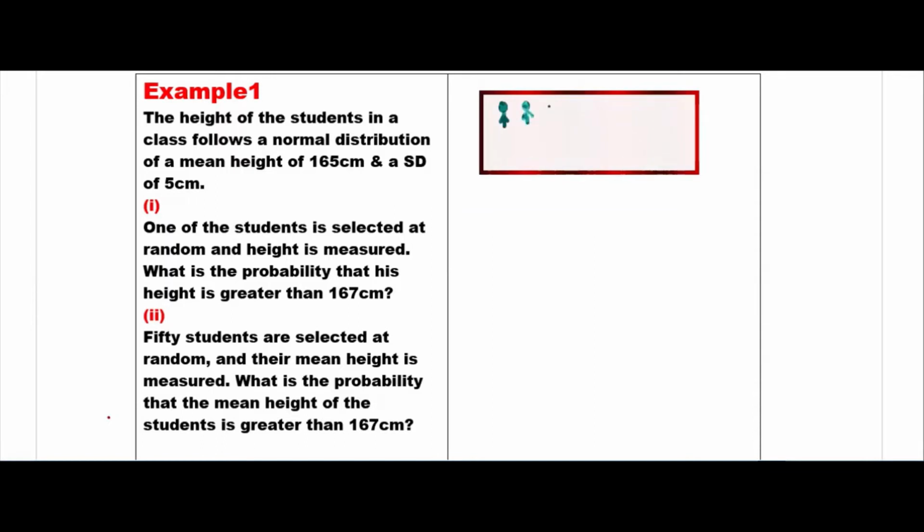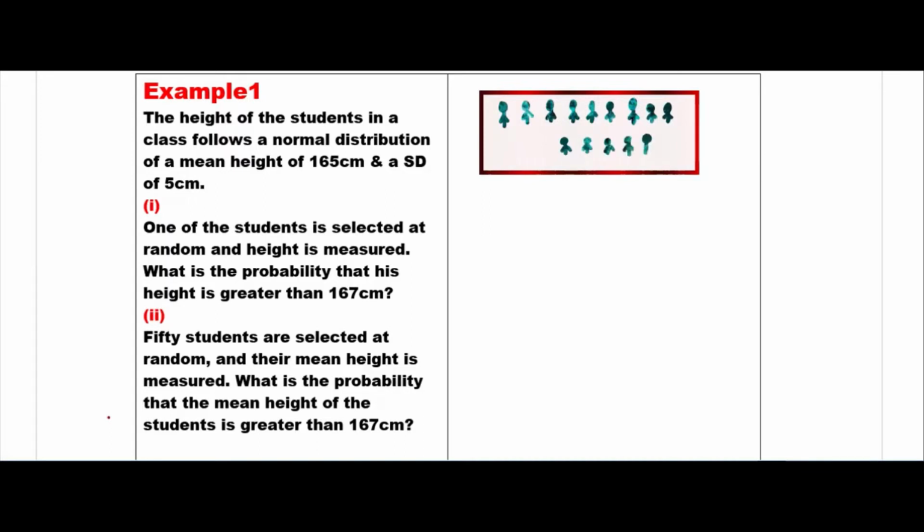And there is a little bit variation in their heights because the height of the students follows a normal distribution. That means there must be a little variation. That is what normal distribution is. There is not a lot of variation among their heights. Now we'll pick up one of the students and will measure height.